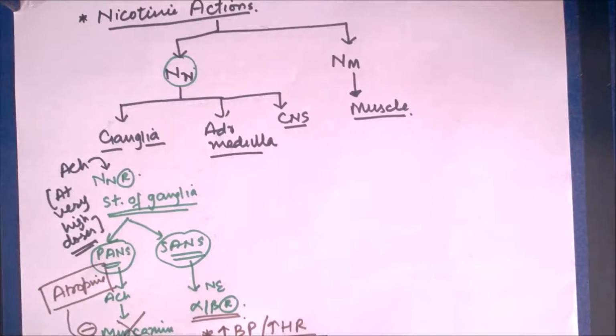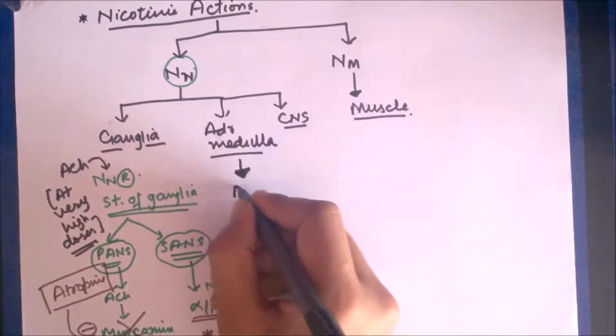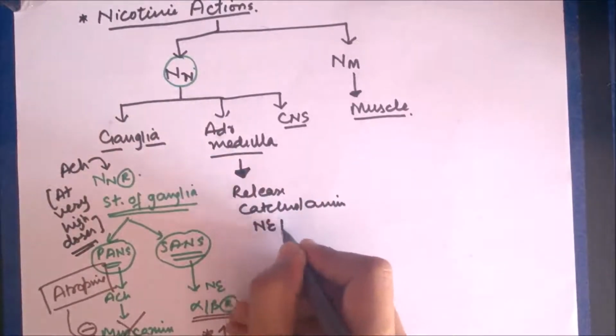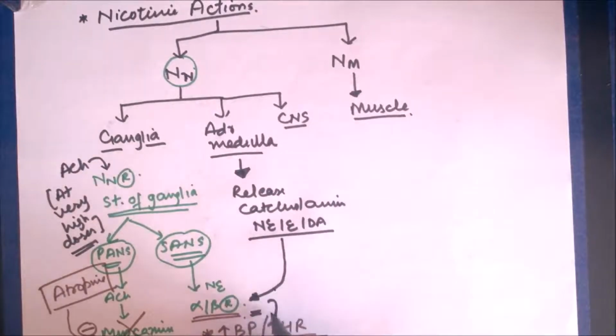Now, in the adrenal medulla, the stimulation of these NN type of receptors will cause release of catecholamines into the circulation. These catecholamines include norepinephrine, epinephrine, and sometimes dopamine. They will stimulate the same receptors and produce the same effects, such as increase in blood pressure and increase in heart rate.